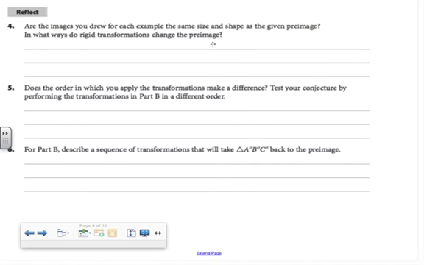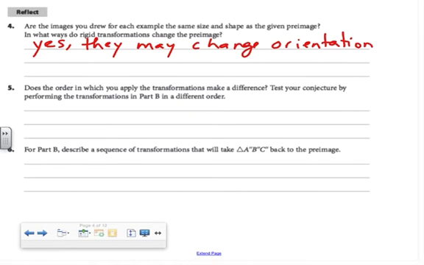In these reflect questions, we're being asked, are the images you drew for each example the same size and shape as the given pre-image? Yes, they were. In what ways do the rigid transformations change the pre-image? They change, or they may change, the orientation of the shape. Does the order in which you apply the transformations make a difference? So test your conjecture by performing the transformations in part B in a different order.